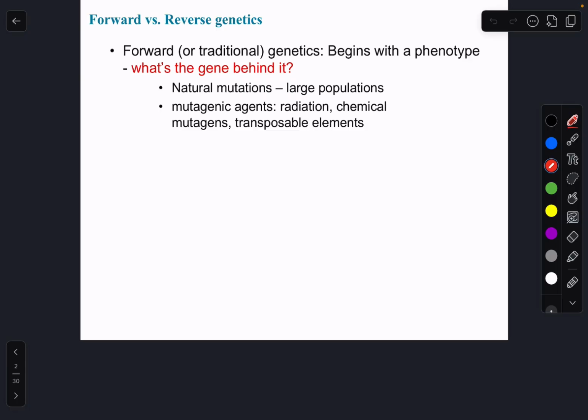they would focus on that characteristic, induce mutations by subjecting individuals, plants or animals to X-rays or chemical mutagens, and then look for those individuals that show changes to their phenotype of interest, and then ask the question, what genes are behind this? So forward or classical genetics was we start with the phenotype and then we ask questions about what genes are behind this phenotype.